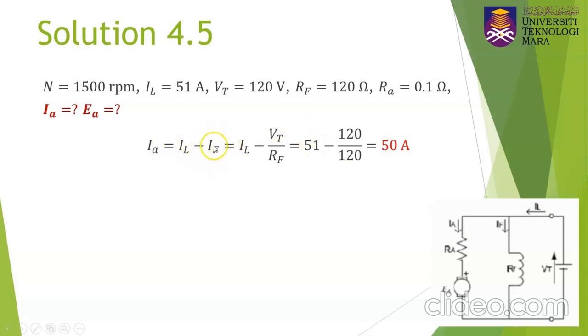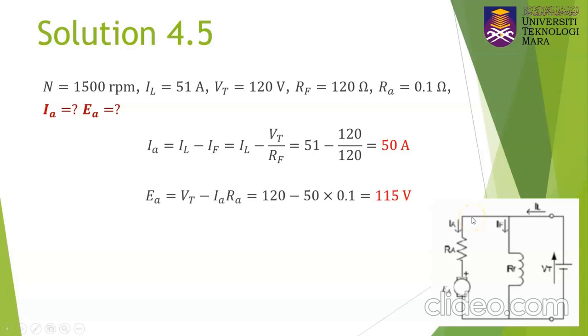IL is given as 51 ampere. And then IF you can calculate. By applying Ohm's law, you know the voltage VT here is the same as the voltage across RF. So IF is equal to VT divided by RF. 120 divided by 120, you get 1 ampere. So now IF is equal to 1 ampere. So 51 ampere minus 1 ampere is equal to 50 ampere. So now your IA here is 50 ampere.